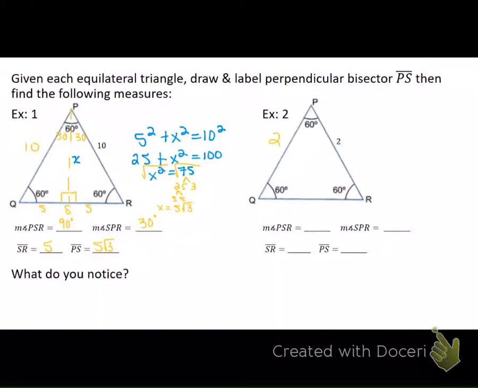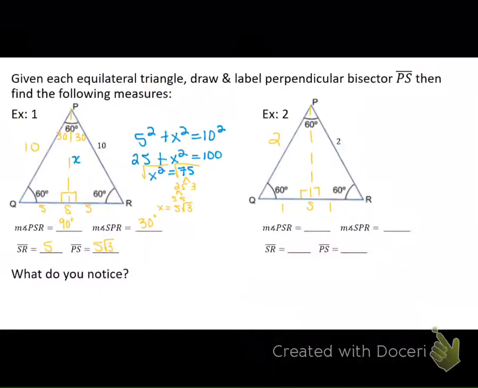Since this is equilateral, all the sides are 2. We're dropping that perpendicular bisector again. So both of those pieces are what, Rob, on the bottom? 1 and 1, because it splits the 2 in half. It also splits this angle in half, so those are both 30. So we can do the Pythagorean theorem here.